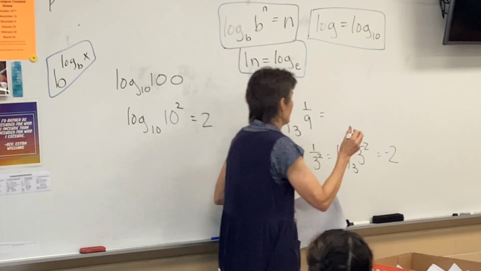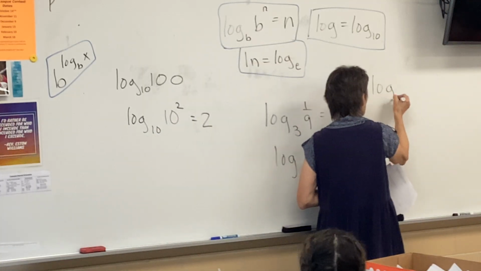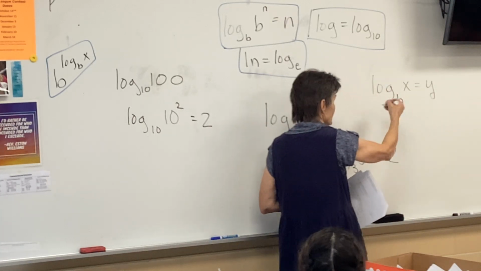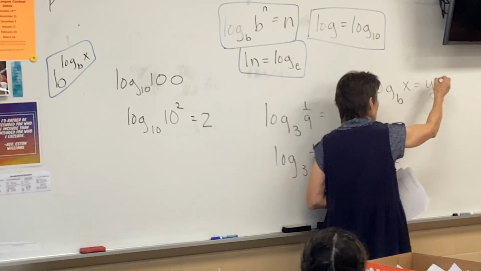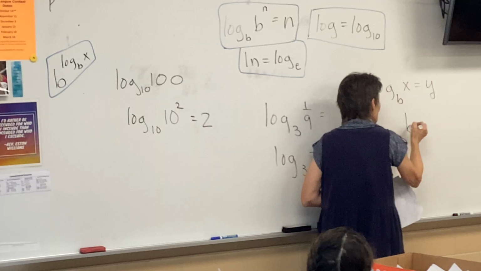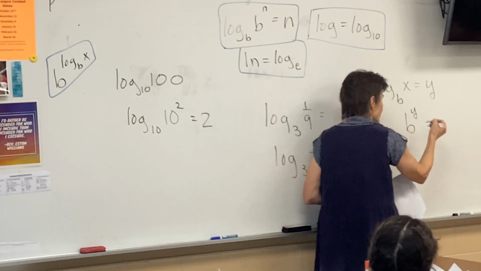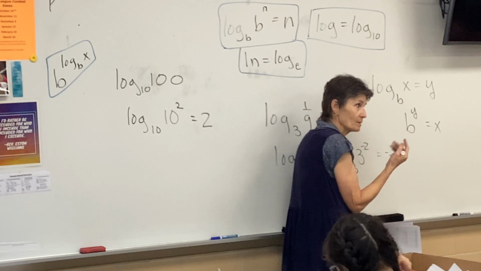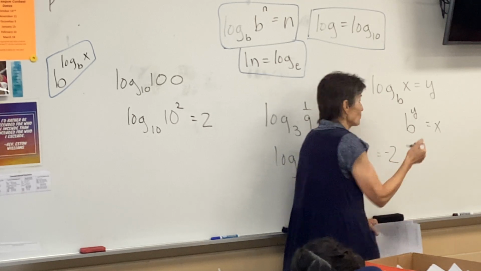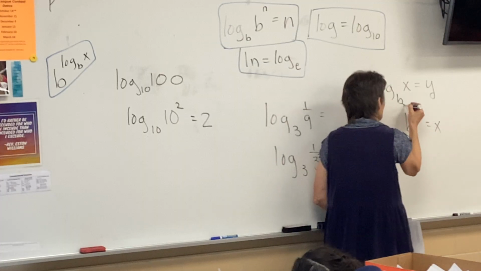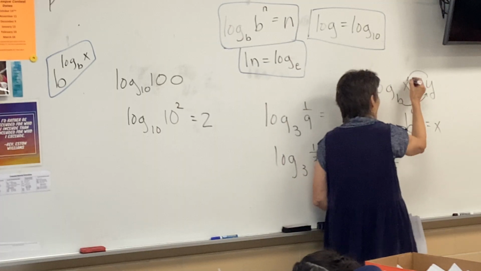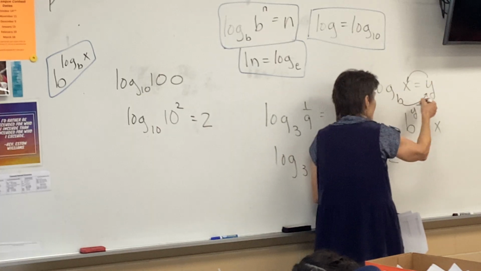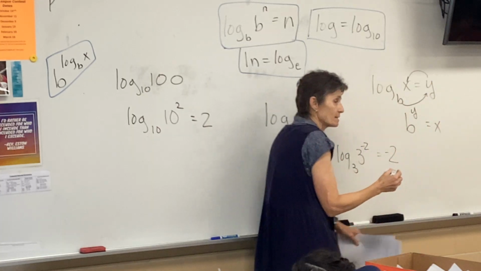But we also can take any logarithmic equation that looks like this, and we can loop-de-loo it. B to the y equals x. Some people call it log rolling. Just remember, I call it loop-de-loo. So B to the y, feel in your hand how it loops around. B to the y equals x.